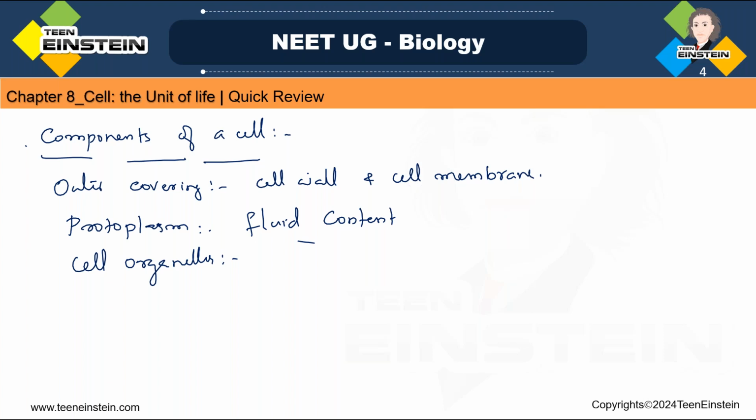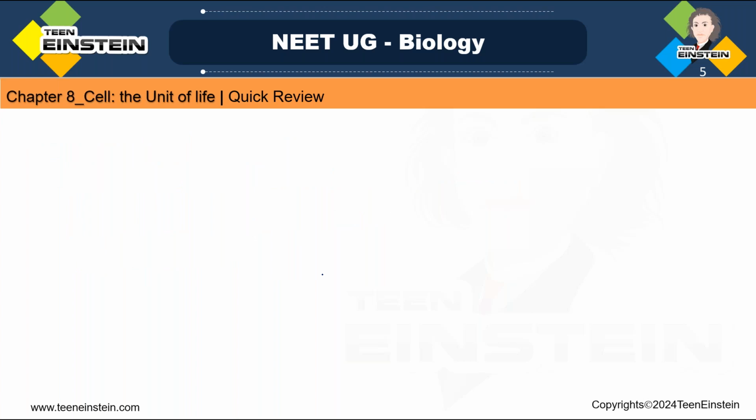Then about cell organelles. A few cell organelles we have already covered, like mitochondria, and the functions of mitochondria we have learned. The plastids, then their functions, then endoplasmic reticulum, Golgi bodies, lysosome. About all these things we have learned, right? And the functions of the cell organelles also we have learned, right? Now we need to move to the next cell organelle, which is ribosomes. Ribosomes are very important.